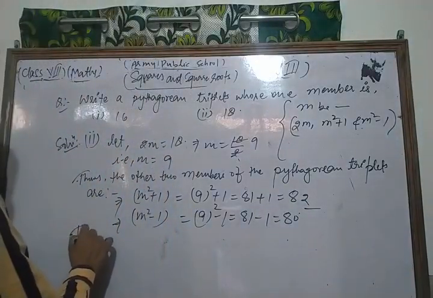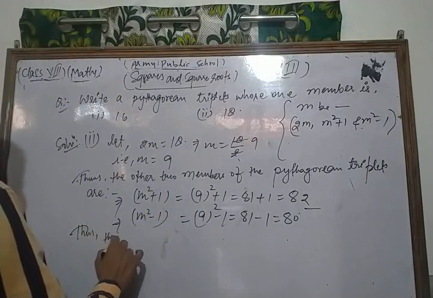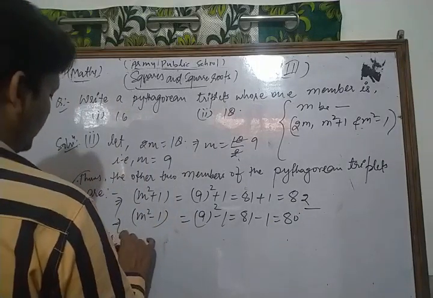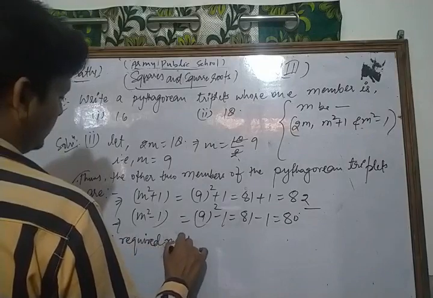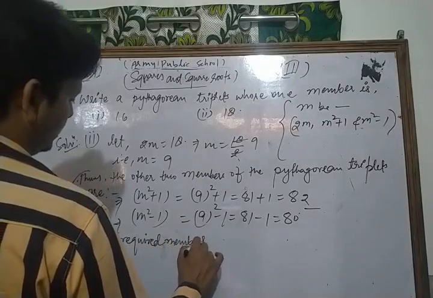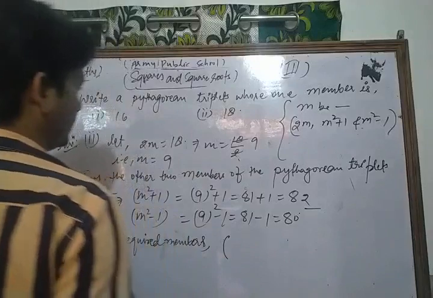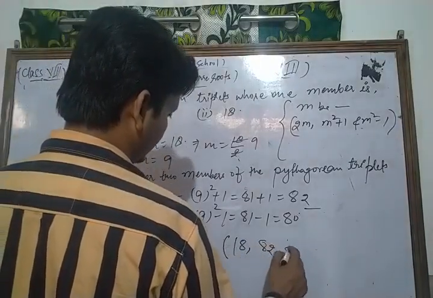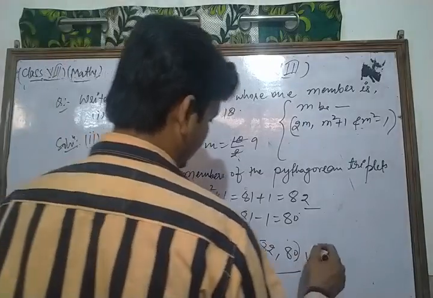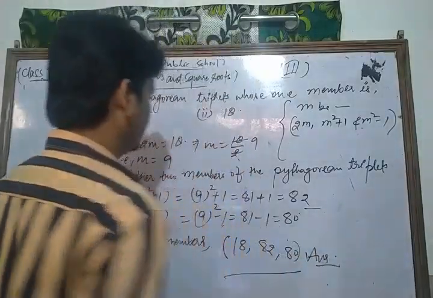Thus the required members are: first one is 18, second 82, and third one 80. This is the required solution.